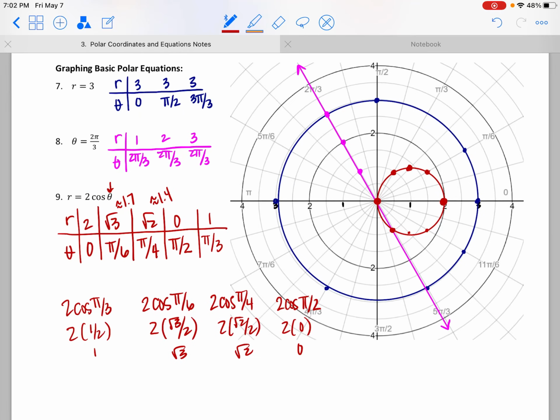Okay? So that was definitely a lot more work than the other two. It's kind of nice when a variable is missing, but that's true for any function. If I'm just graphing a y equals, I get a horizontal line. If I'm just graphing an x equals, I get a vertical line. So if I'm missing a variable, radius or a theta, then it's simple to graph.